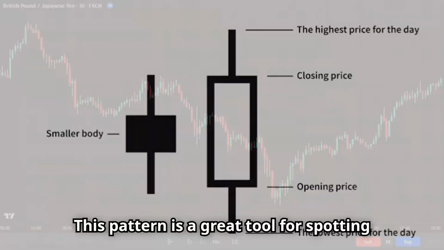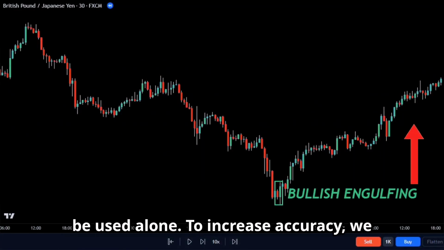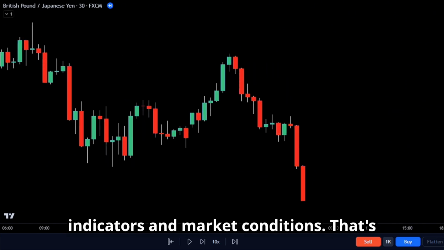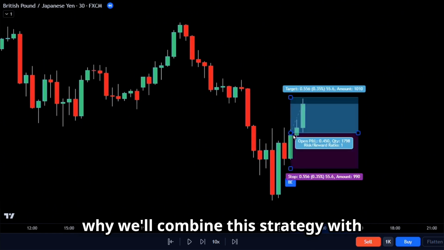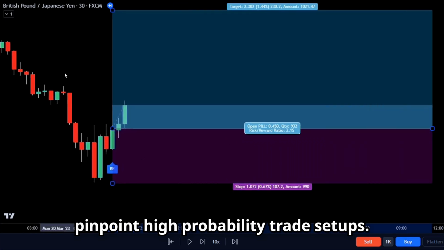This pattern is a great tool for spotting market momentum shifts, but it shouldn't be used alone. To increase accuracy, we must confirm signals with other technical indicators and market conditions. That's why we'll combine this strategy with supply and demand zones, which help pinpoint high-probability trade setups.